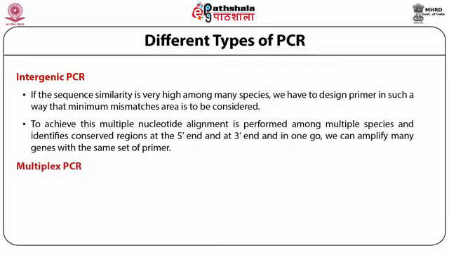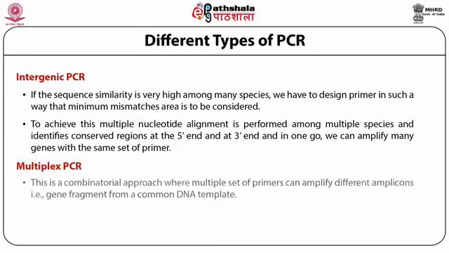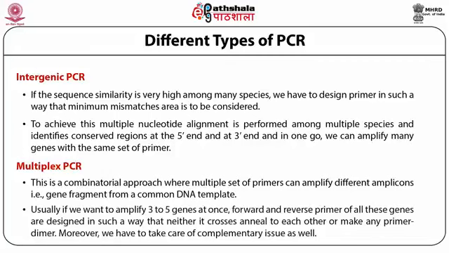Come to the multiplex PCR. This is a combinatorial approach where multiple sets of primers can amplify different amplicons, but the gene fragment or the DNA template is common. Usually, if we want to amplify 3 to 5 genes at once, the forward and reverse primers of all 3 genes are designed in such a way that neither do they cross the annealing temperature nor interfere with the other primers. So the important thing here is, first, the primer length, second, there is no overlapping sequence, and third, the same DNA template.